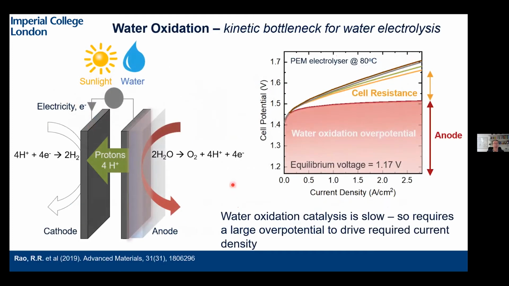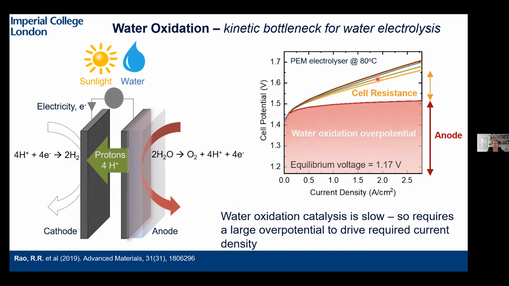So if we look, for example, at a PEM electrolyzer for splitting water into hydrogen and oxygen, and look at what limits the efficiency of this device, you've got a plot here of applied cell potential versus the current density being delivered by that electrolyzer. The equilibrium potential at the operating temperature is 1.17 volts. So in principle, you could split water into hydrogen and oxygen with a voltage of 1.7 volts. In practice, in order to achieve any sort of reasonable current density, you need to apply a potential which is 300 or 400 millivolts higher than that.